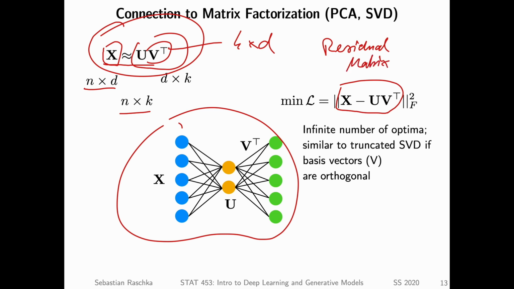In order to minimize this, we minimize the squared Frobenius norm, just the differences between the elements in these matrices. So just minimizing the residual matrix. And for this minimization problem, we have an infinite number of optima. However, there's one optimal solution where the basis vectors are orthogonal to each other. This would be kind of similar to truncated SVD, if you've heard about SVD, which stands for singular value decomposition.